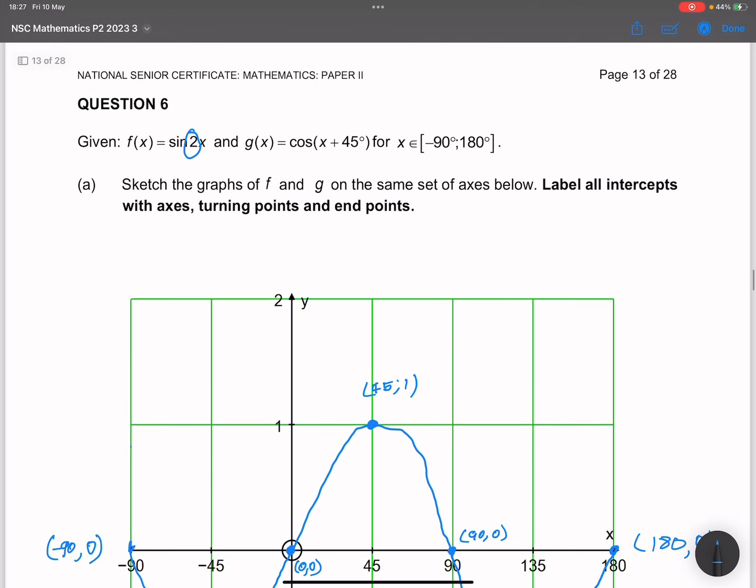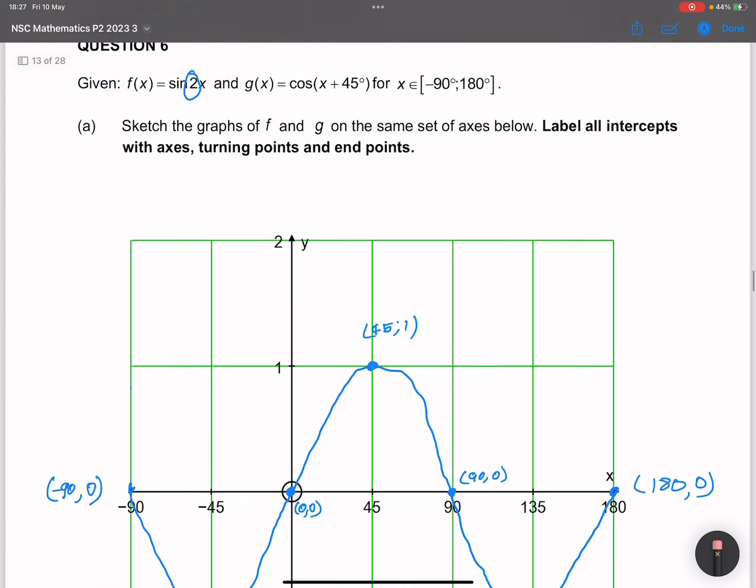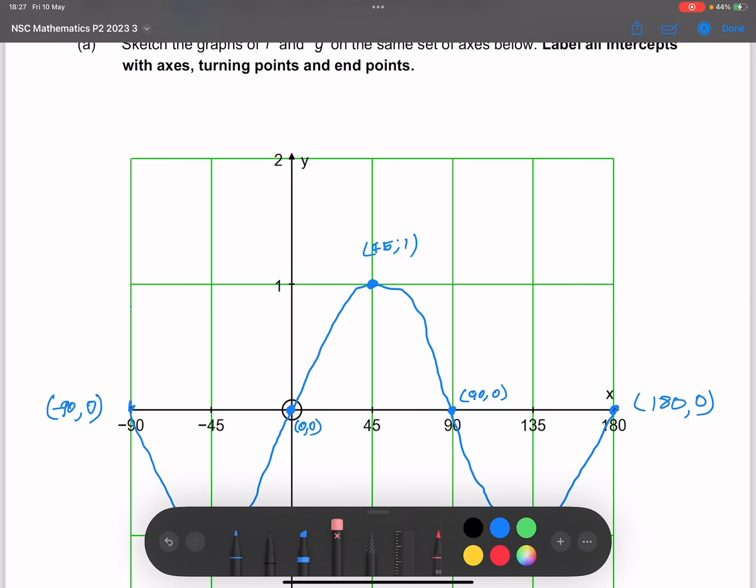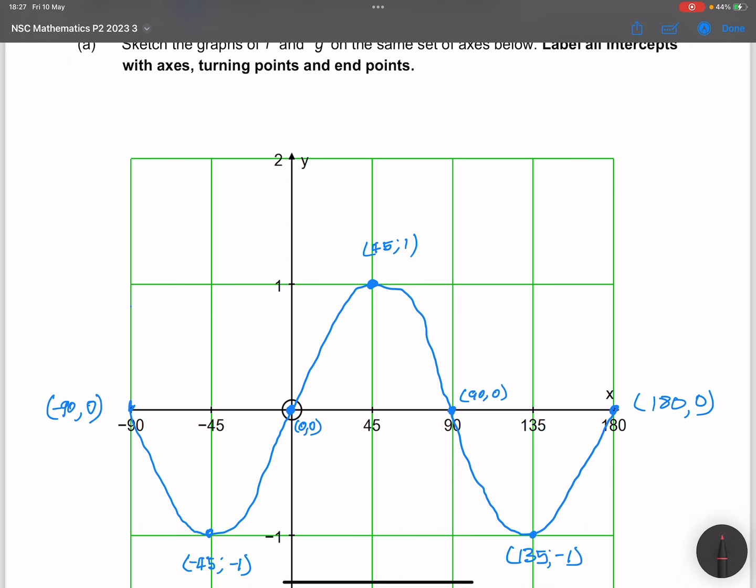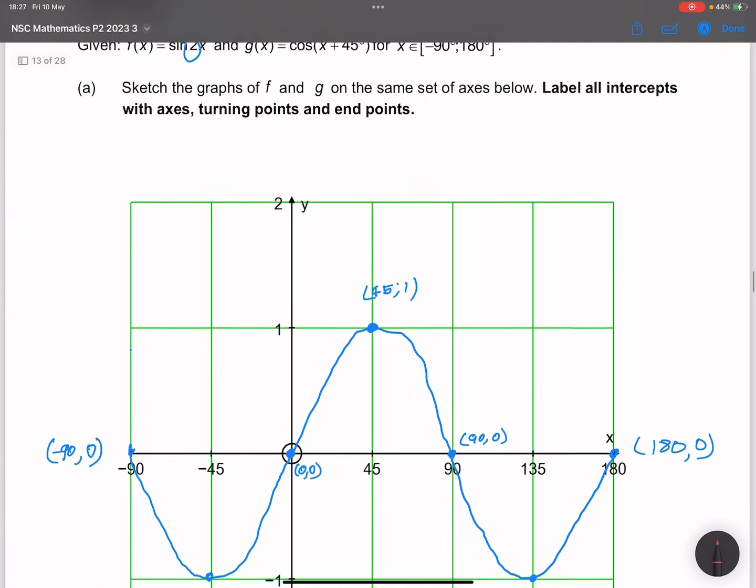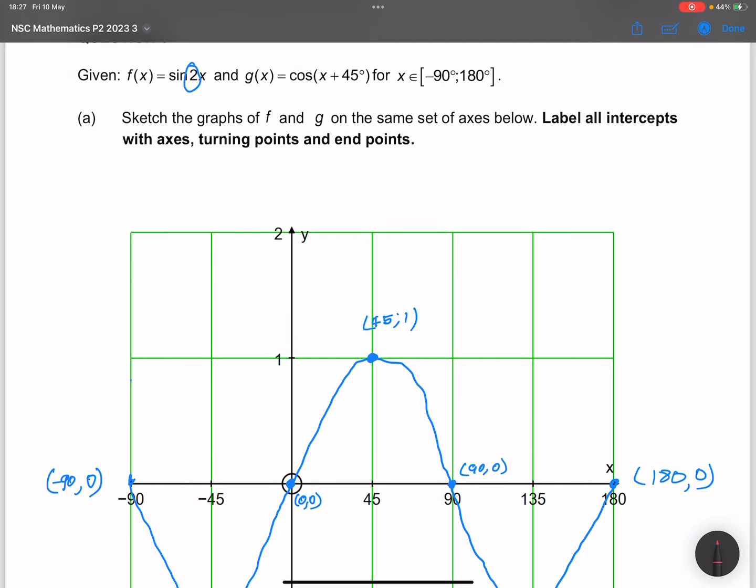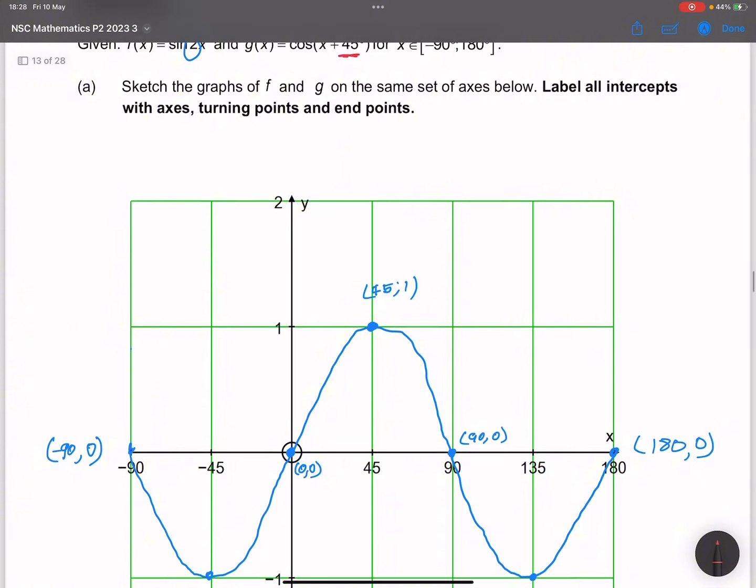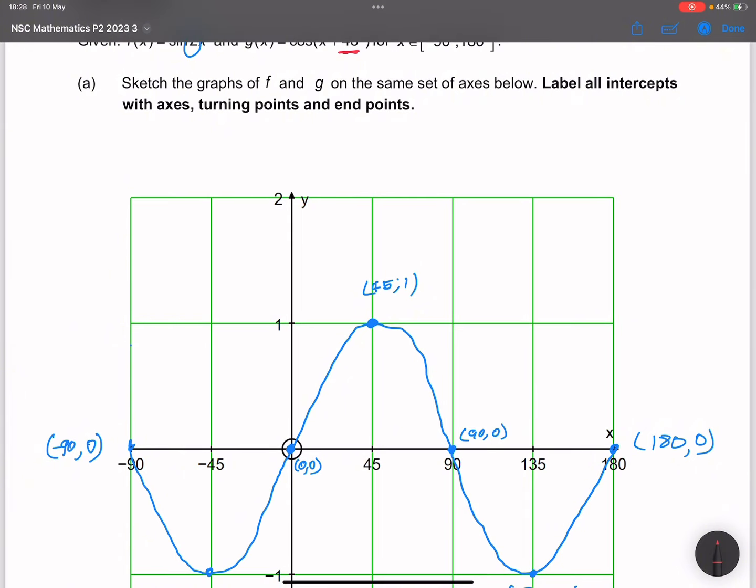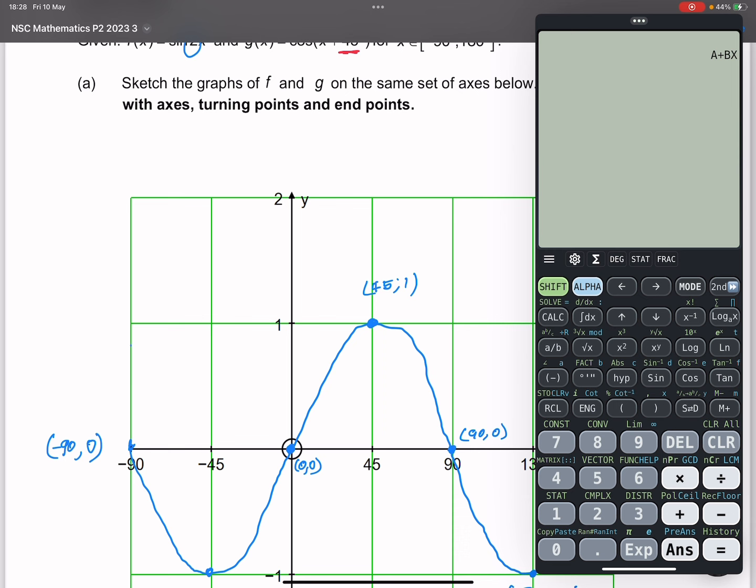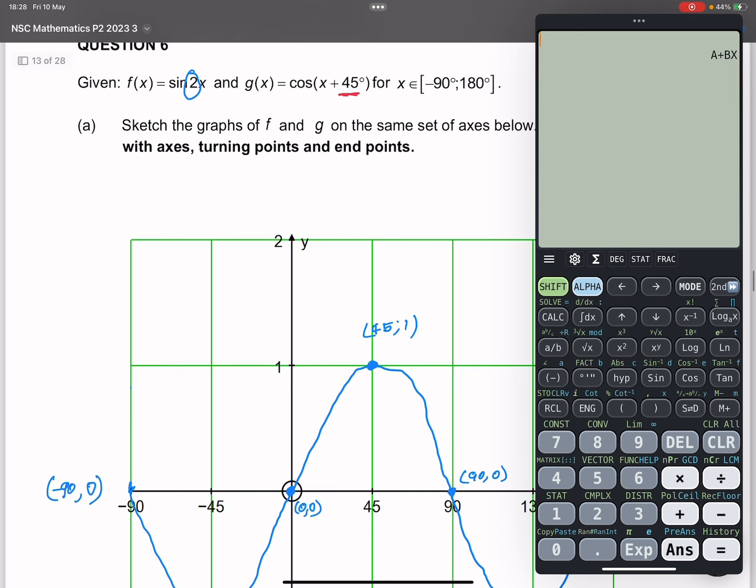So the graph of cos of x plus 45. I'm going to draw that in a different color. So this would be the graph of g. So now, ladies and gents, we've got the normal cos graph, but we've shifted it 45 units to the left. Remember that's plus 45, so that means I would have shifted it 45 units to the left. So what we can do is say, well, what would be at negative 90? So you'd say cos of negative 90 plus that 45.